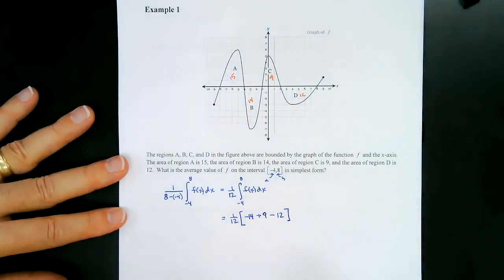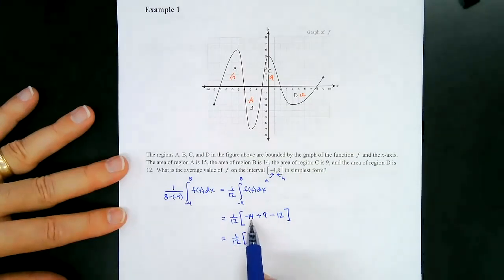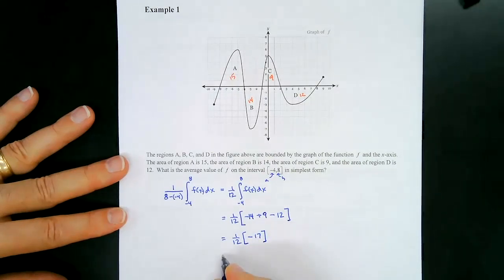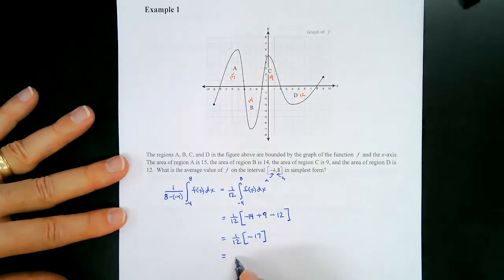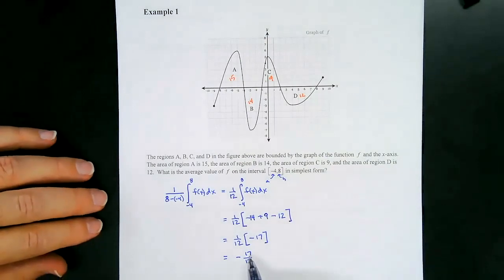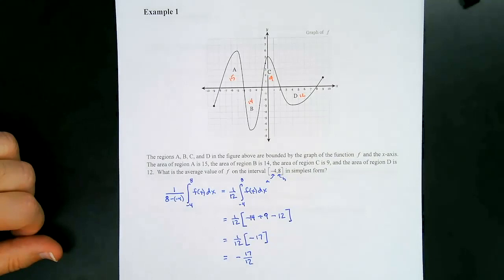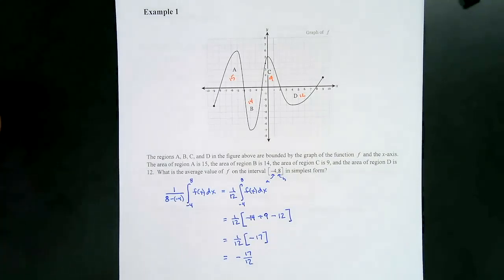Okay, so now it's just a matter of figuring this out. So this would be 1/12 times, and -14 and +9 makes -5, and -12 makes -17 rather. Okay, so that makes this -17/12. And if you can, I want you to simplify this, in simplest form. But 17 is a prime number, so you can't simplify this anymore. Okay, so that's our final answer, -17/12.